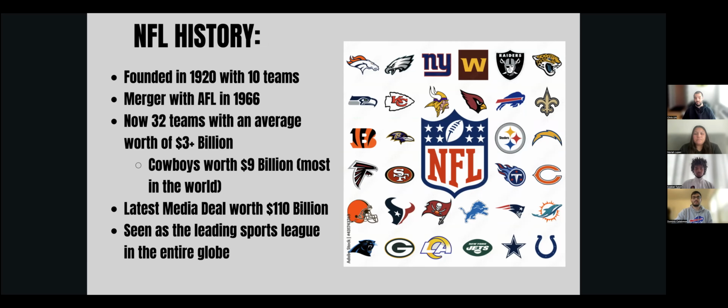The Cowboys are viewed as the most valuable franchise in all of sports in the entire world at over $9 billion. Their latest media deal they just signed was worth $110 billion between ESPN, NBC, CBS, Fox, so the major TV people. And now the NFL is seen as the leading sports league in the entire globe. All leagues look up to the NFL and try to copy them and emulate what they're doing. So now Dom is going to go into how the player contracts are paid.